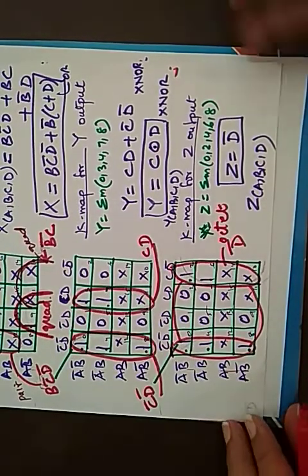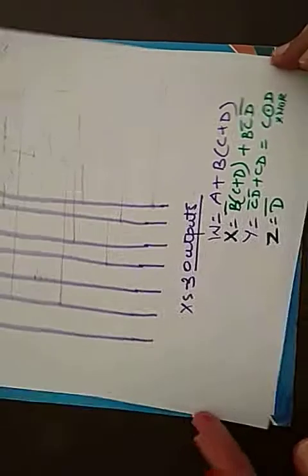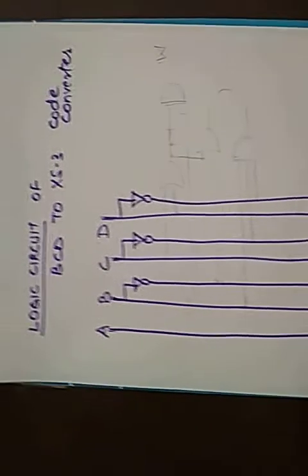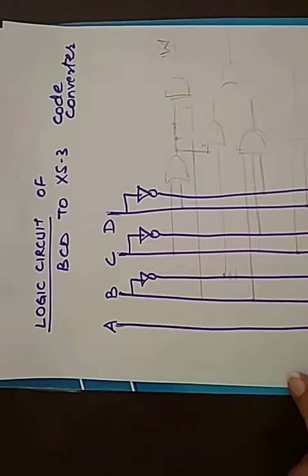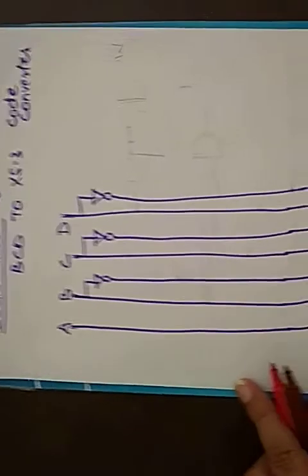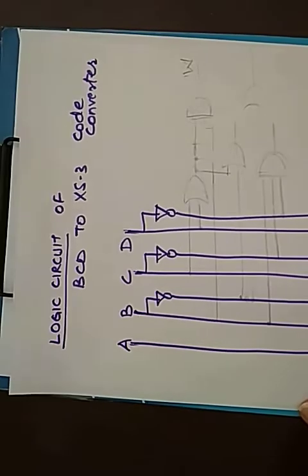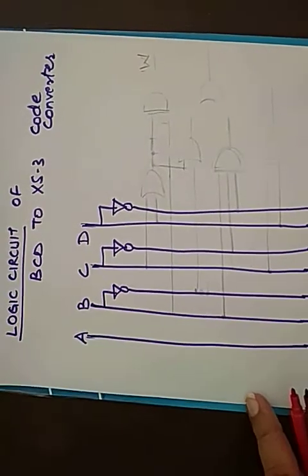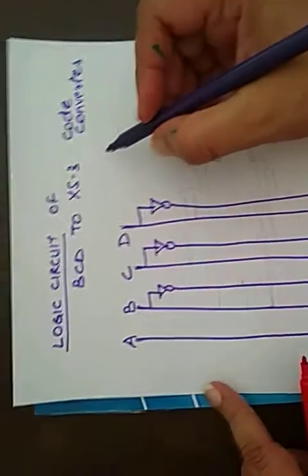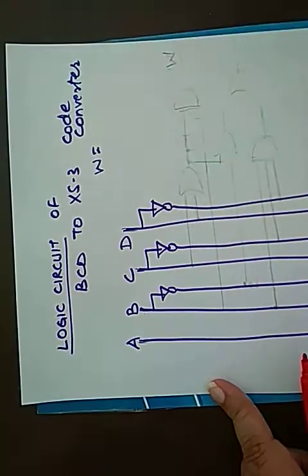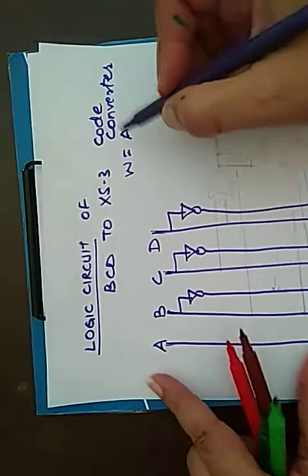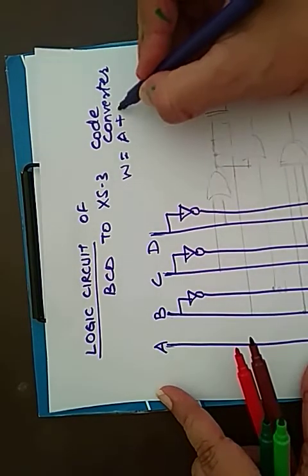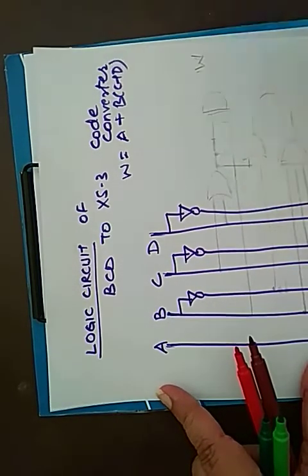The last step to complete the design of the circuit would be to draw the logic circuit. Once we have the functions, we have to draw the logic circuit. So this is standard. So now we are drawing the logic circuit of the BCD to XS3 code converter, where let's begin with the first one. Our first output W, let me write it here again. W is A plus B into C plus D.